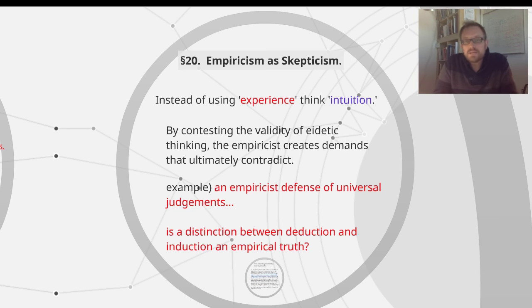Now, number 20 is empiricism and skepticism. You should be well familiar, if you've taken philosophy before, with the idea that empiricism has been used to offer a whole range of skeptical arguments, right? So empiricism can become a sort of skepticism in which you're not sure if you can make a judgment of something. But here's the thing. In phenomenology, instead of using experience as this primary originative category for seeing things, we're going to use a different category, and this is the category of intuition, right?